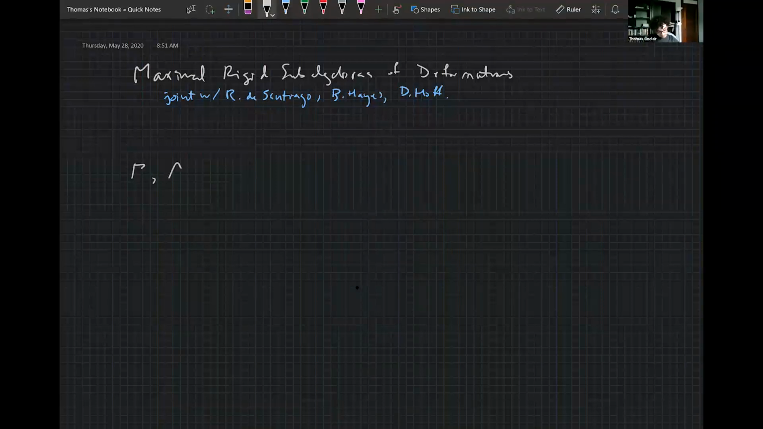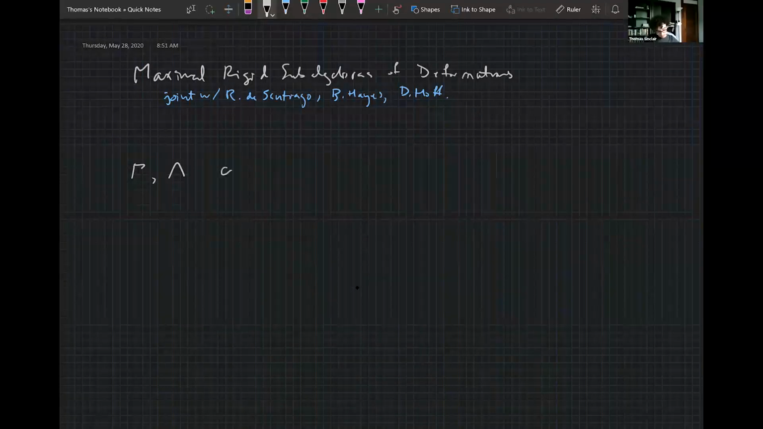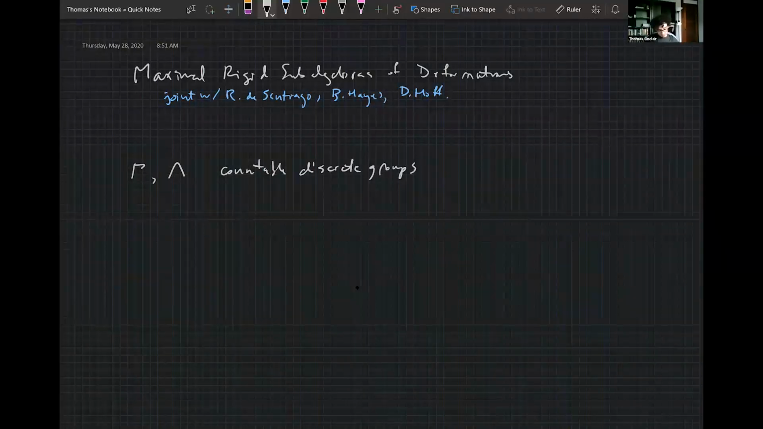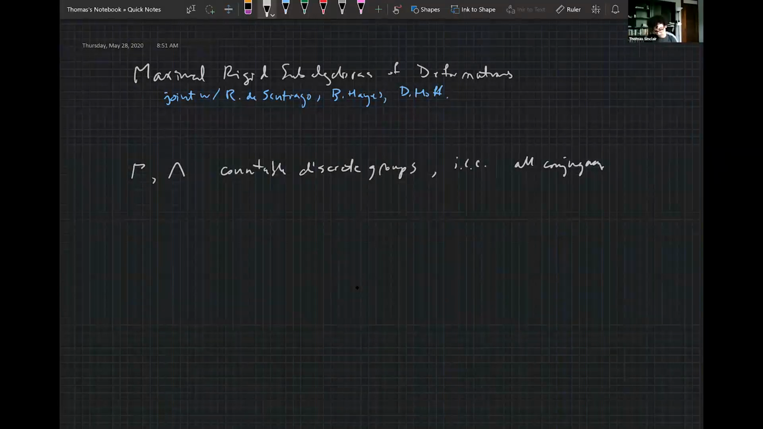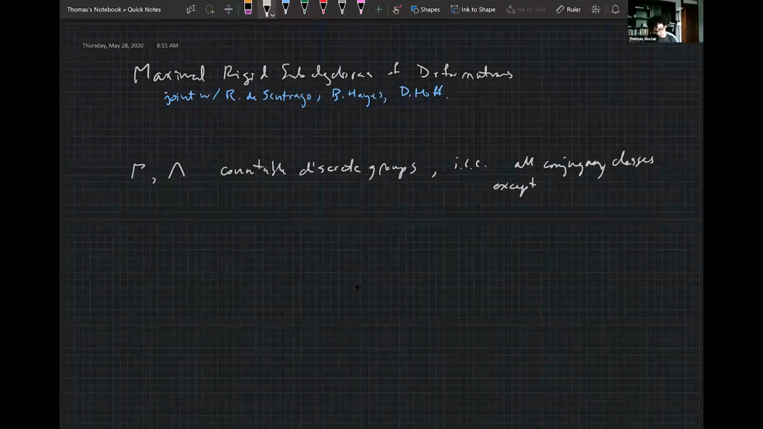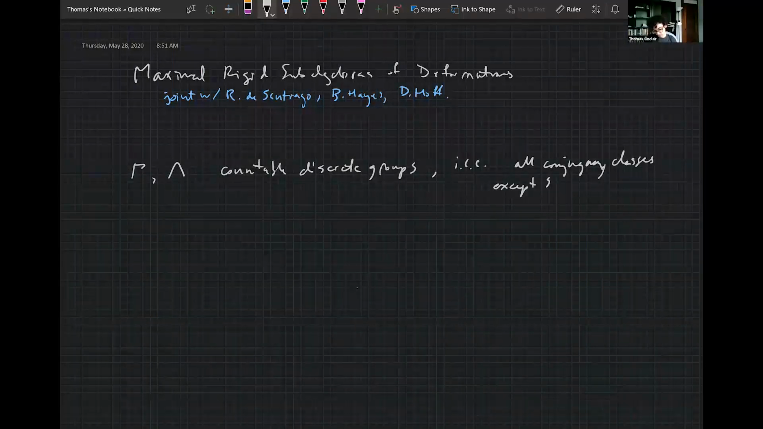These capital Greek letters are going to usually denote countable discrete groups. And from any countable discrete group, we want some sort of conjugacy class condition. So I'll usually assume ICC, so all of the conjugacy classes, but the identity, are infinite.